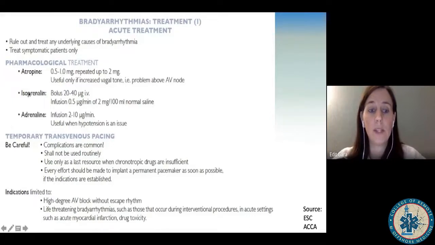Okay, and then comes the temporary pacing. And this guideline also says to be careful. The temporary pacing is always second line, because it's quite invasive. Well, transcutaneous pacing is not invasive, so you don't have to insert anything, but the complications are common, and it shall not be used routinely. The guideline says to use it only as a last resort when the chronotropic drugs are insufficient. And you can see the indications, which we have already discussed quite thoroughly.